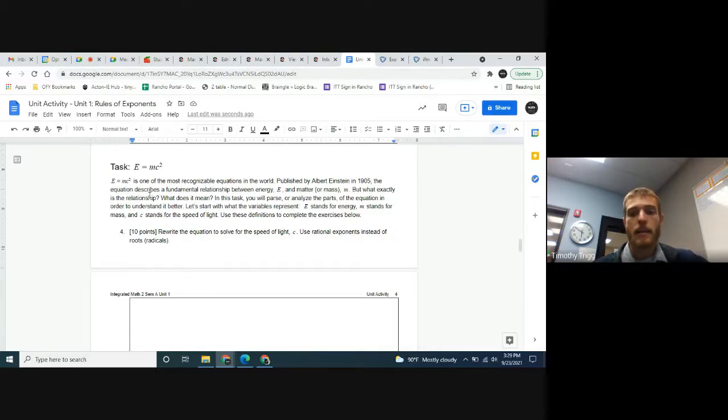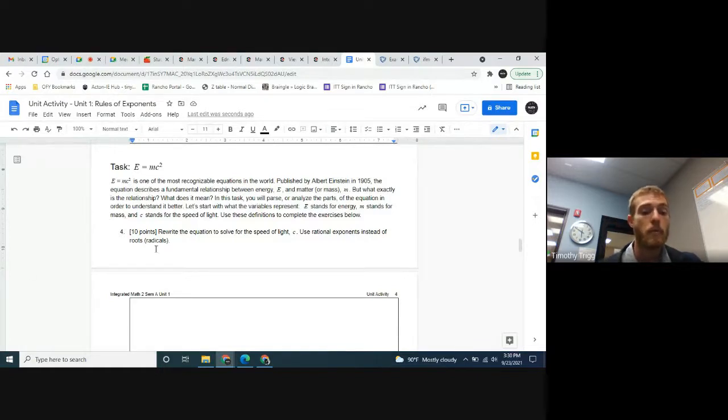Published by Albert Einstein in 1905, the equation describes a fundamental relationship between energy, E, and matter, or mass, M. But what exactly is the relationship? What does it mean? In this task, you will parse or analyze the parts of the equation in order to understand it better. Let's start with what the variables represent. E is for energy, M stands for the mass, and C stands for the speed of light. Use these definitions to complete the exercises below.